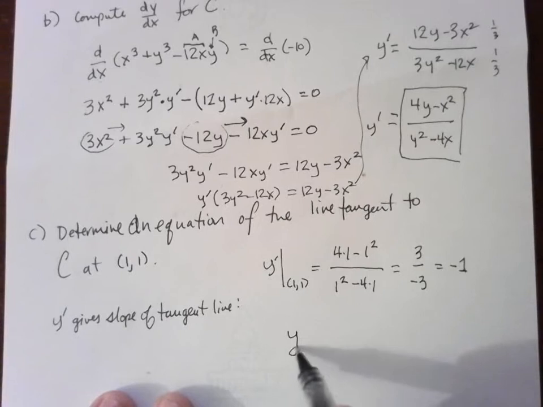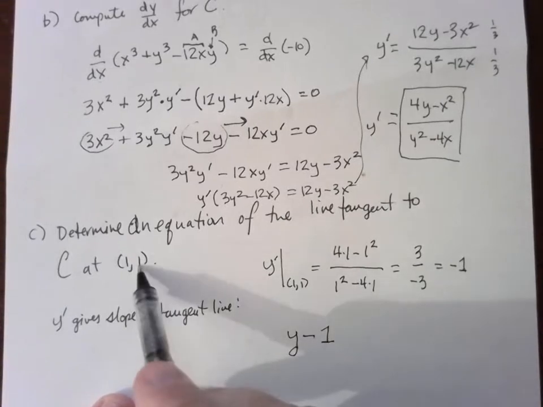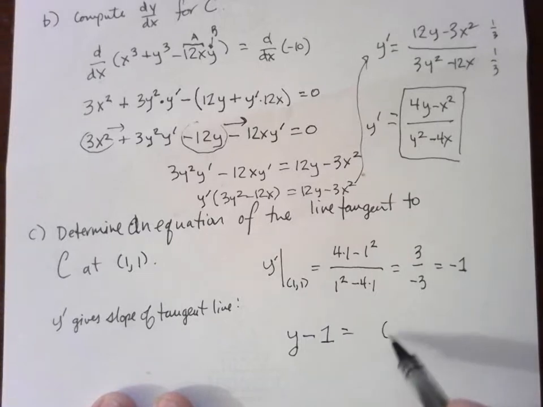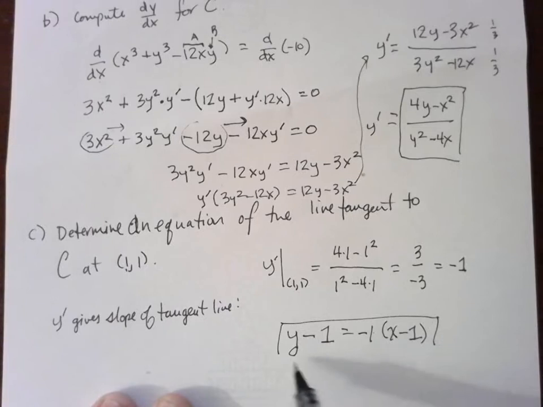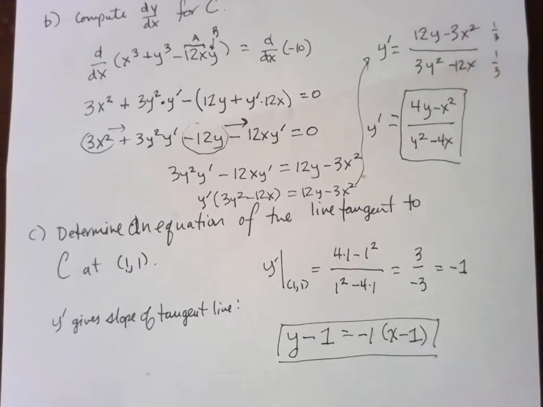So that means my tangent line looks like this. I have y minus 1, the y coordinate on the line. I have x minus 1, the x coordinate on the line, and then the slope is minus 1. There's the equation of the tangent line to the curve above at the point 1, 1.